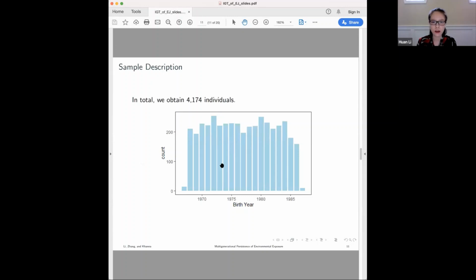So in total, we have 4,000 individuals. This is just a distribution of the birth year to give you a sense of who the people in our sample are. Most of them were born in the 1970s and 80s.